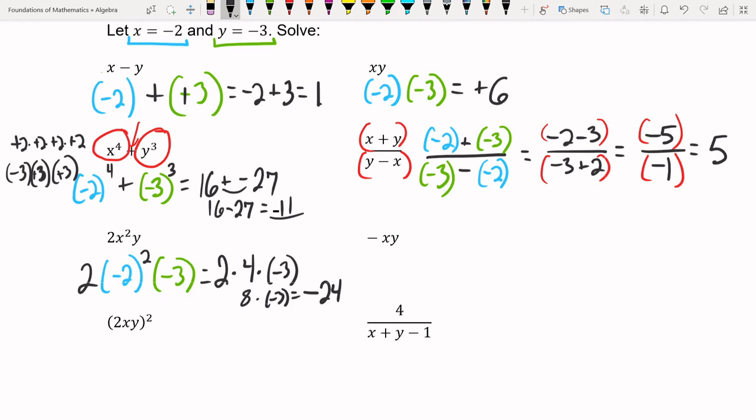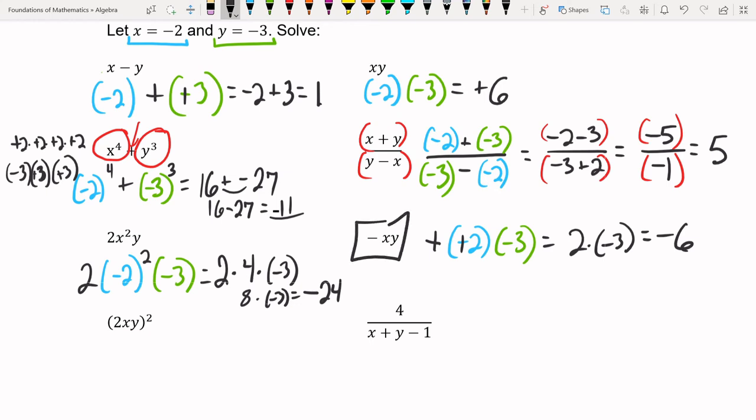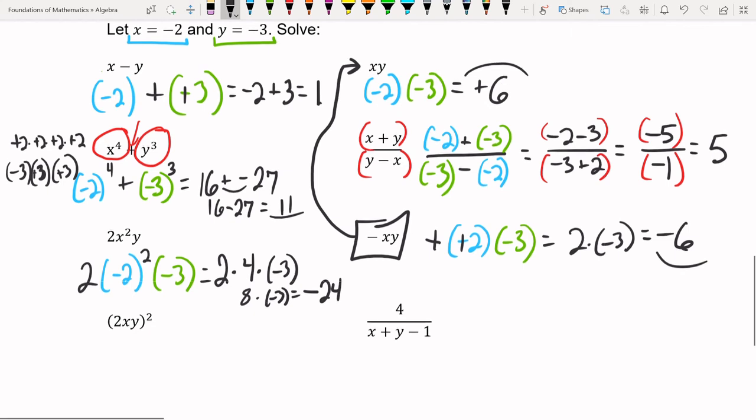Okay, for this one, we have negative of x times y. Negative times negative is positive, so we have 2 times -3, and 2 times -3 is -6. You'll notice that this one is the negative of that one. We have +6 in that one, -6 in the current one that we just did. All right.